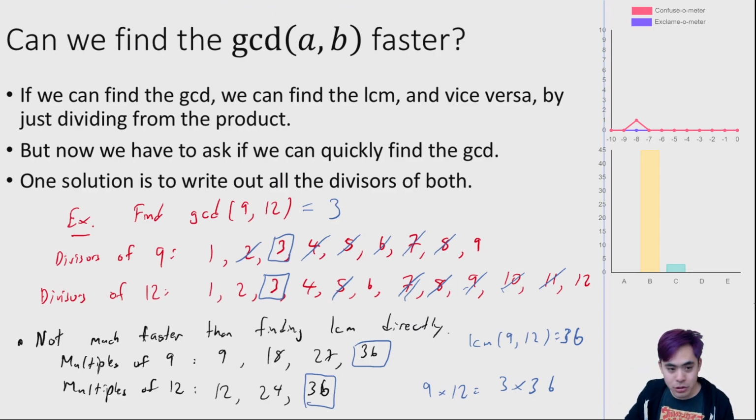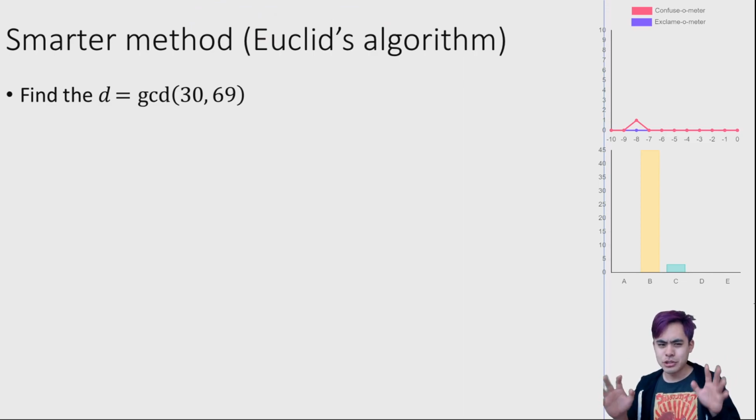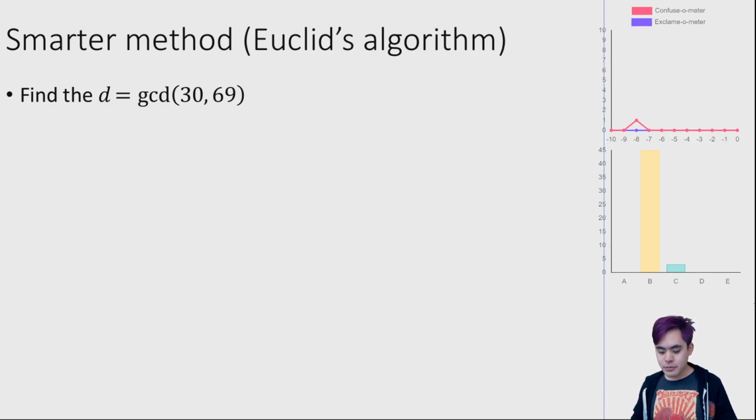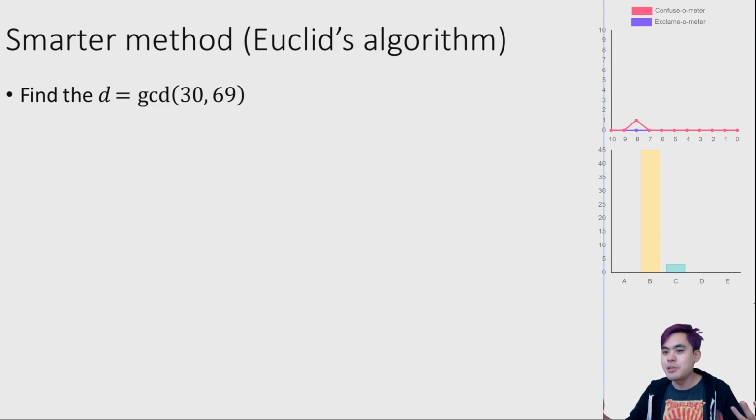Some of you, hopefully most of you, will have heard of Euclid, which is an ancient Greek mathematician, or group of mathematicians. It's hard to really know since it's so long ago, but a Greek mathematician who figured out a smarter method. So if you want to find the greatest common divisor of say 30 and 69, these are big numbers. It would take a while if I were to write them all out to figure out what the greatest common divisor is. But there's a trick we can use.